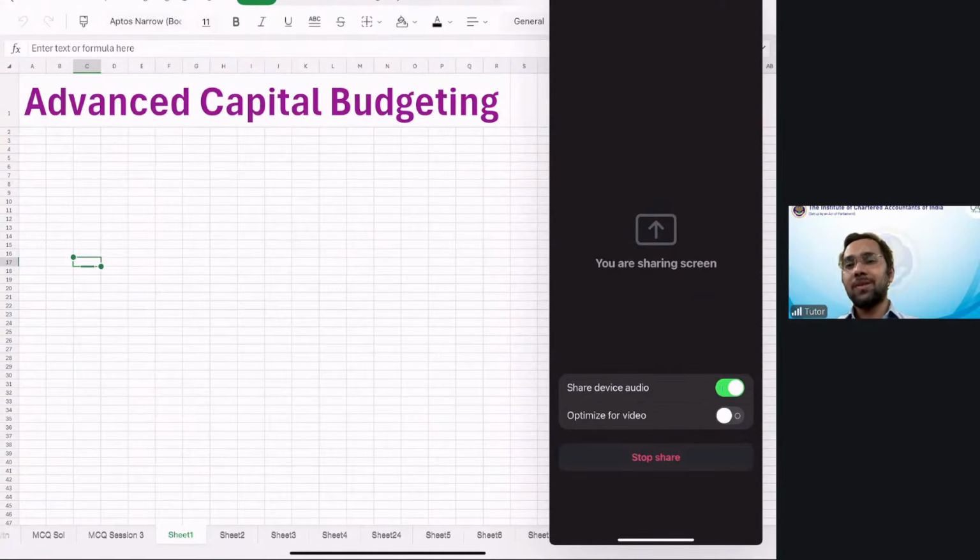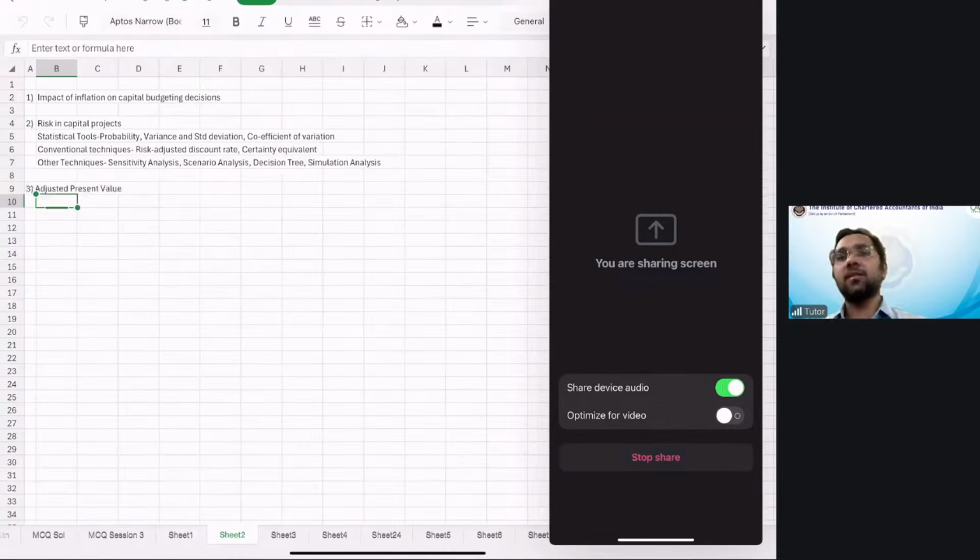So we'll just quickly recap the concepts of advanced capital budgeting, and then in the next part of our session, we'll be taking up the MCQs based on the case scenarios. Okay, so let's just quickly try to recap.